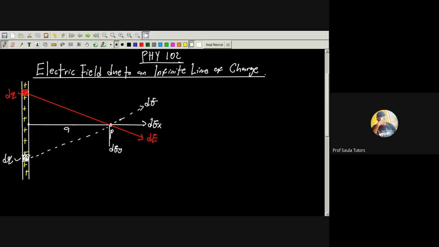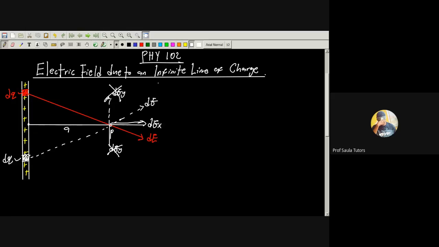Now, if I resolve this into two components, this will also have horizontal components. But look at the vertical component. Something will happen. The vertical component, dEy, if you observe this part here, it's going in the opposite direction to this. Therefore, the y components will cancel out. So there is no y component here.